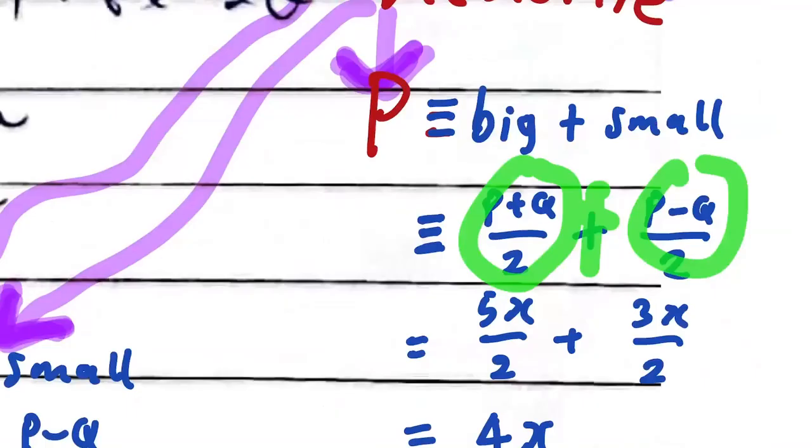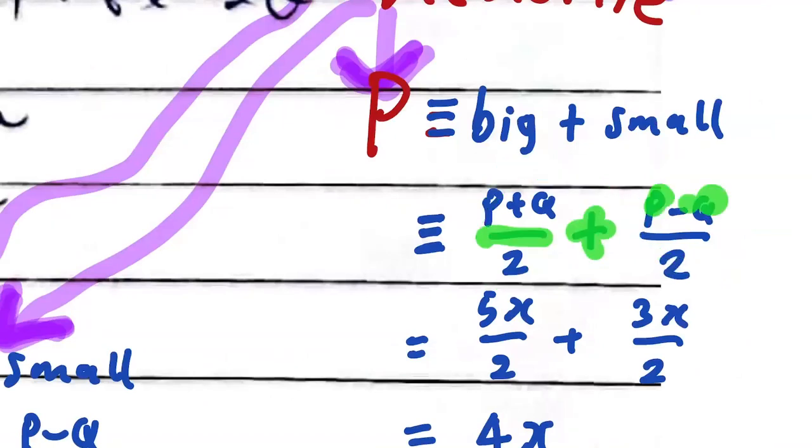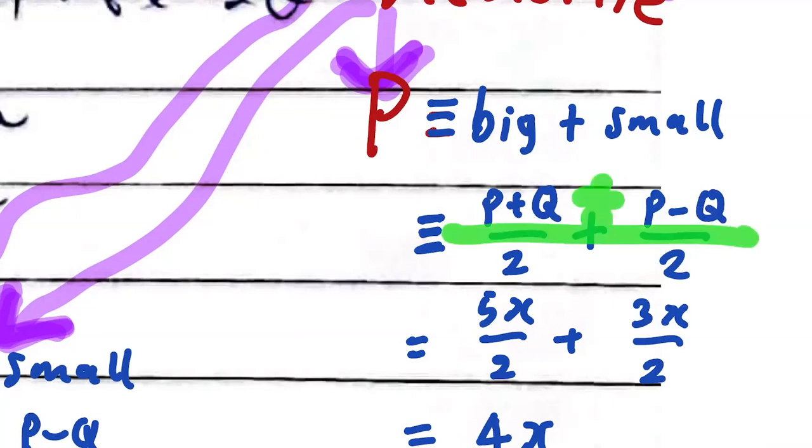What do you notice when you add (P plus Q) over 2 plus (P minus Q) over 2? Do a bit of algebra. Combine into a single fraction. The Q cancels out. Sorry, my handwriting is very bad. It's okay. Yeah, it's a Q. So combine to a single fraction already, you get P plus Q plus P minus Q. Yes, exactly. The Q cancels off. You're left with 2P. P plus P is 2P. Divide by 2, and you end back up with P.